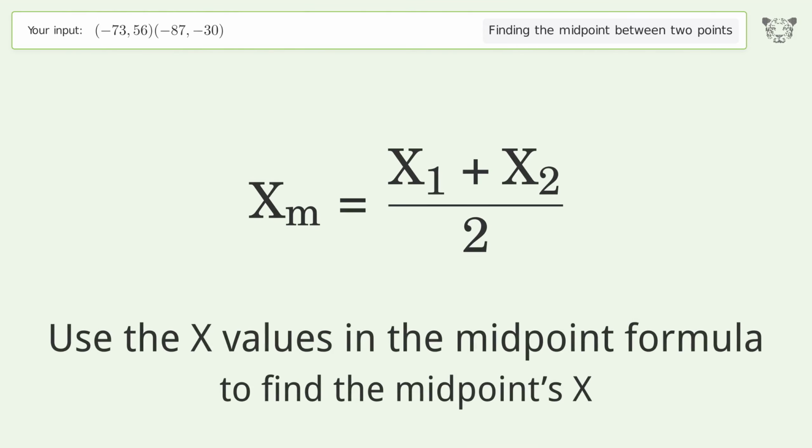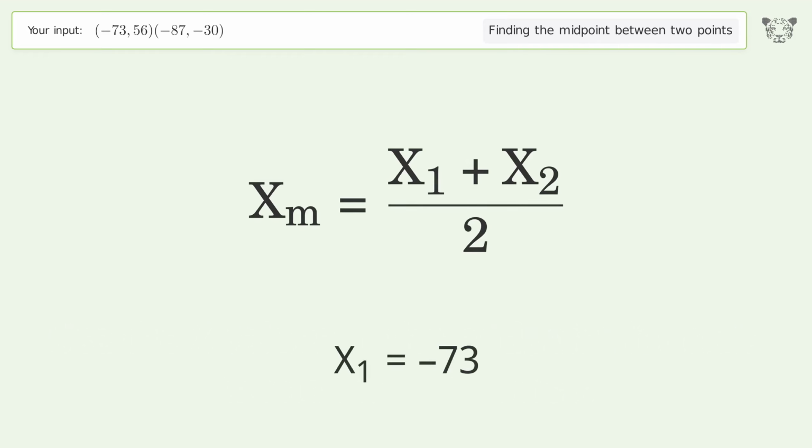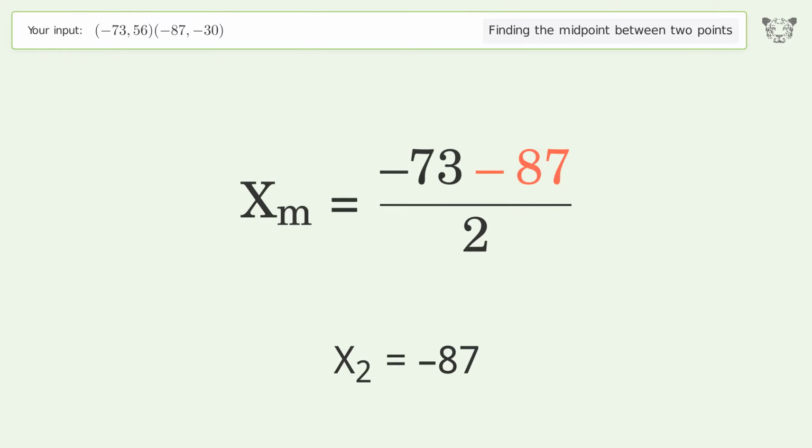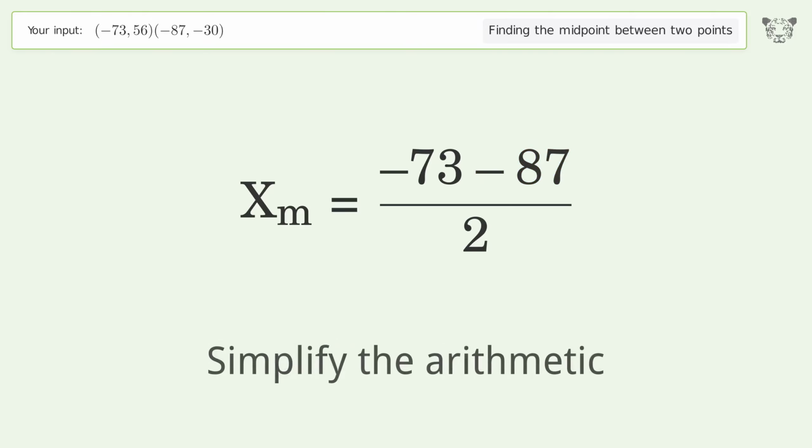Use the x values in the midpoint formula to find the midpoint's x. x1 equals -73. x2 equals -87. Simplify the arithmetic.